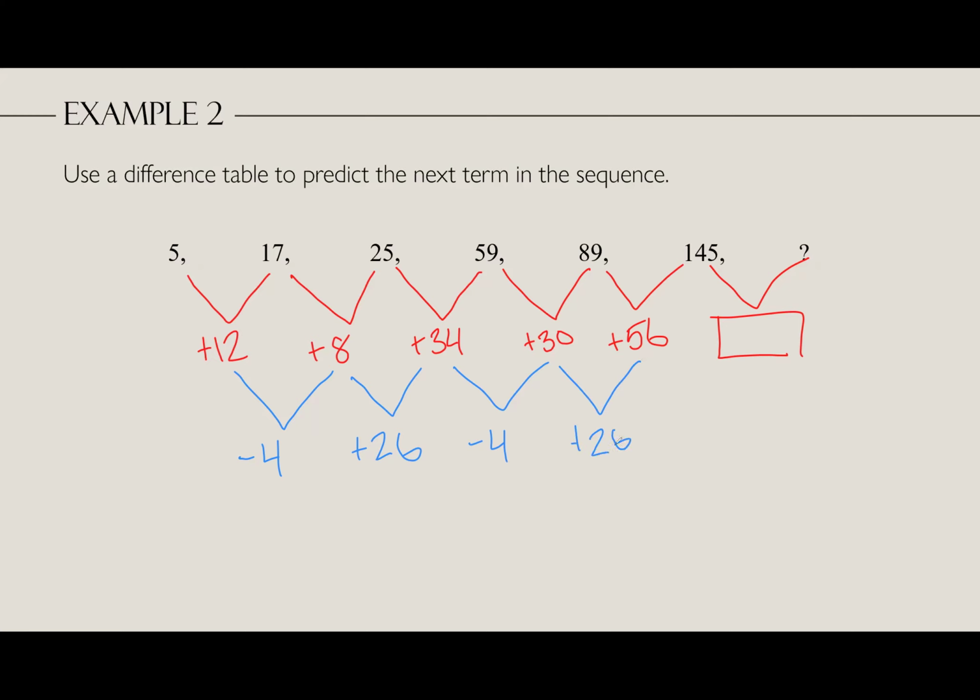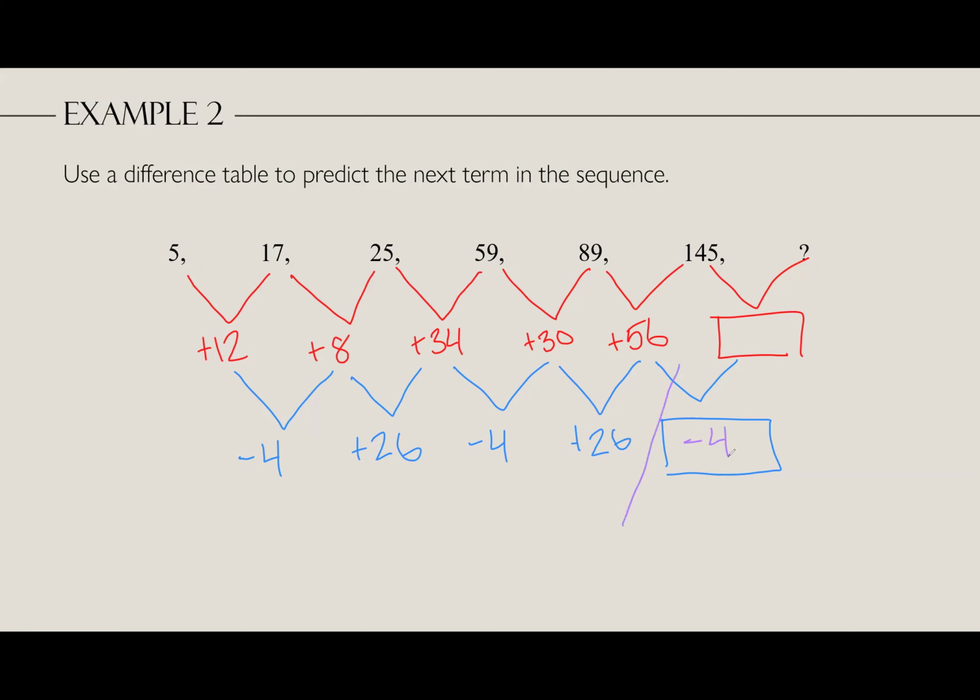And I'm looking at this bottom row and thinking, well, I've got some sort of pattern here. I see minus 4, plus 26, minus 4, plus 26. So can you take a stab and see what's probably going to go into this blank? Well, if I were to take a guess, following the pattern I see on the bottom, I would guess this would be a minus 4.